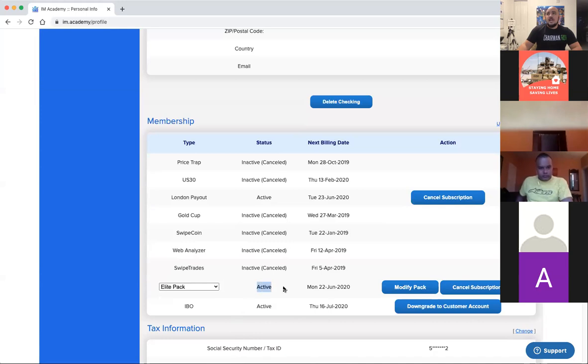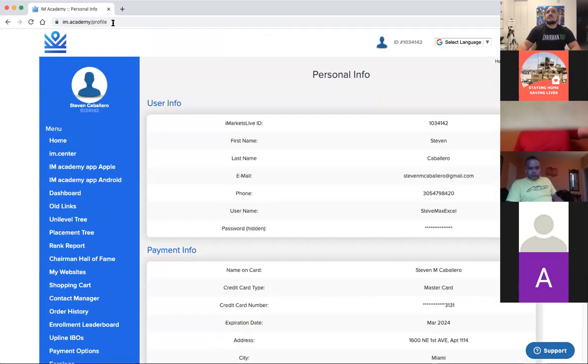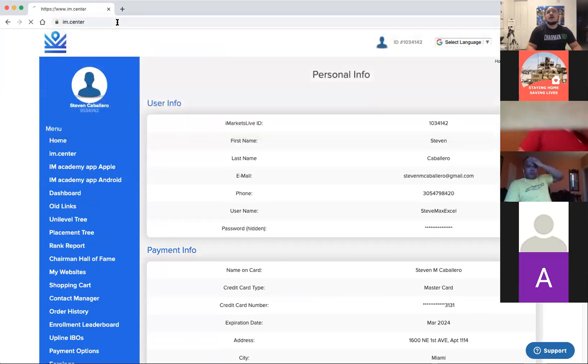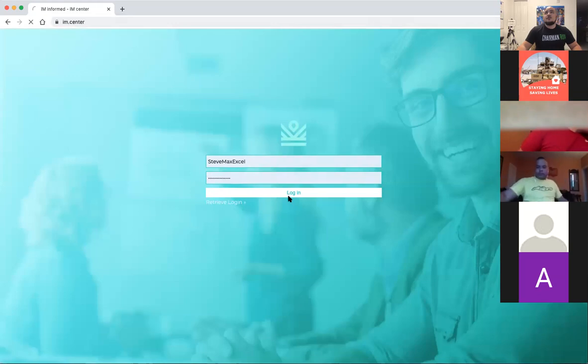Here you see it says active. You can come here and change your package. Elite is the one that has everything. Then you click modify, and it won't happen automatically, but on your next bill cycle, this date here is when you'll get charged for the elite package. All right, so I just wanted to show you that since I was already here. Let's go ahead to im.center. So the 2 websites you need are im.academy and im.center.